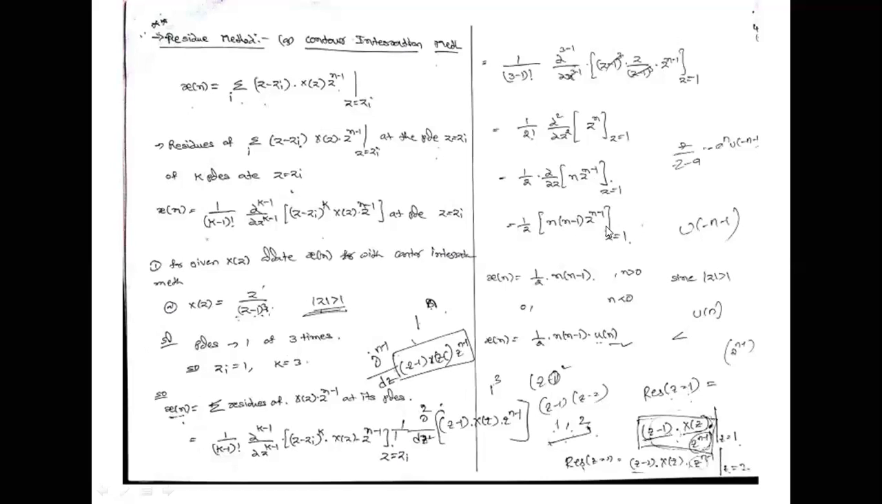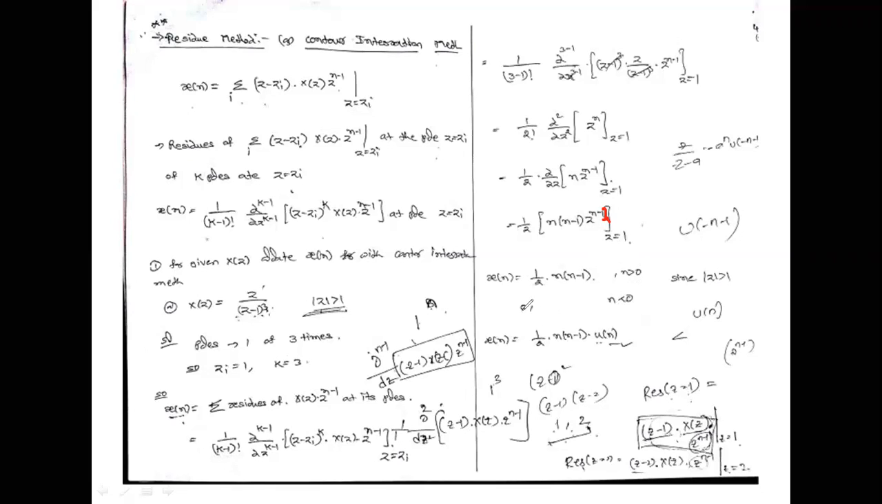Now we can substitute z is equal to 1. After substituting z is equal to 1 here, 1 power anything is 1 only. Therefore, x(n) is equal to 1 by 2, n into (n minus 1), times z power n minus 2, where z is 1 here. 1 power n minus 2, the value is 1 only, for n greater than or equal to 0.